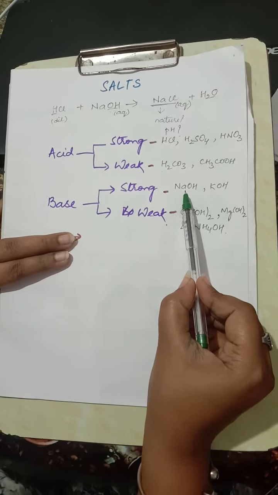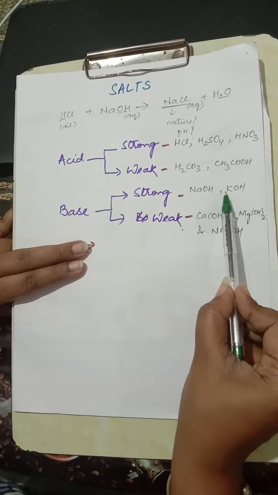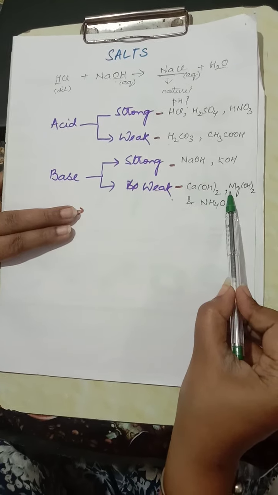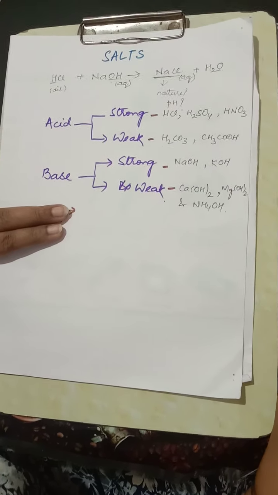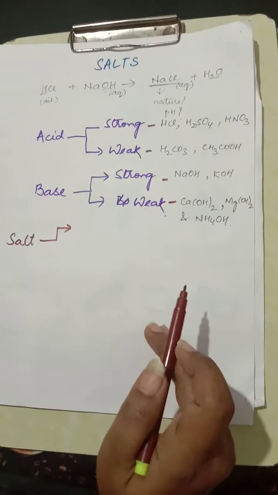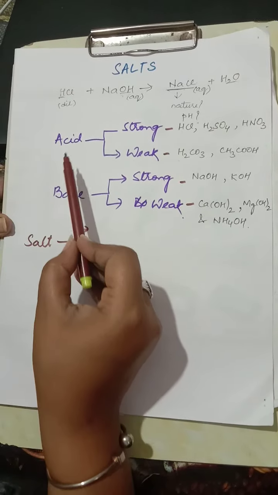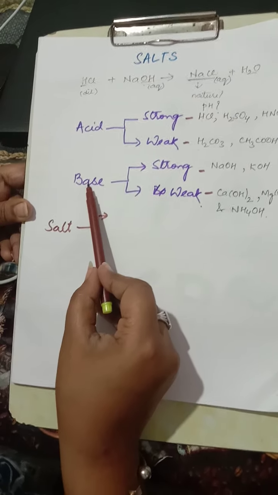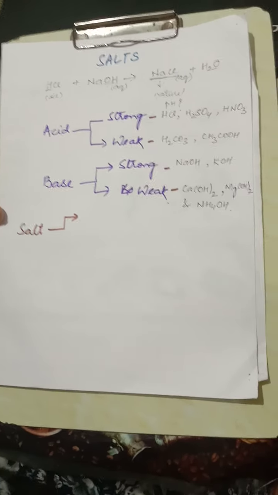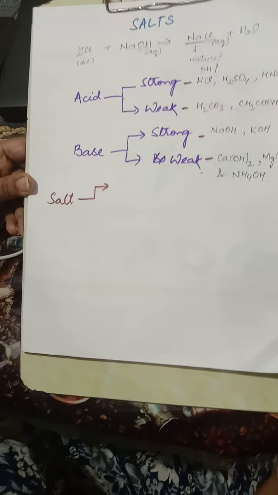Strong bases: sodium hydroxide, potassium hydroxide, or NaOH and KOH. Weak bases: calcium hydroxide, magnesium hydroxide and ammonium hydroxide. Now, these four things, that means strong acid, weak acid, strong base, weak base, will be the basis for finding out the nature and pH value of aqueous solution of salt.